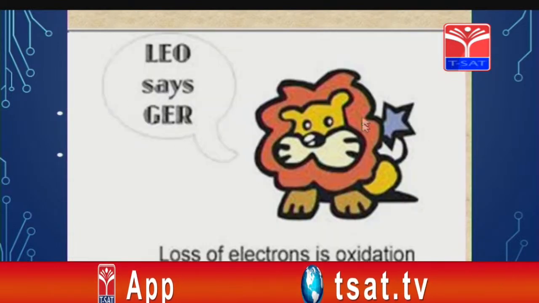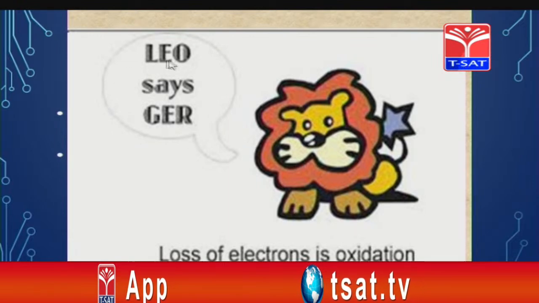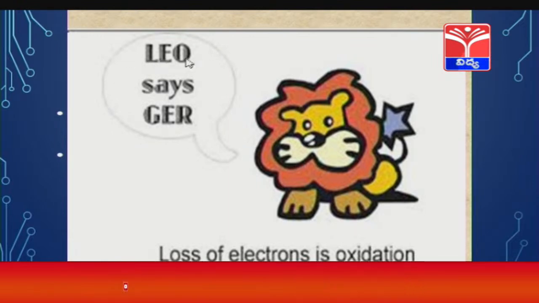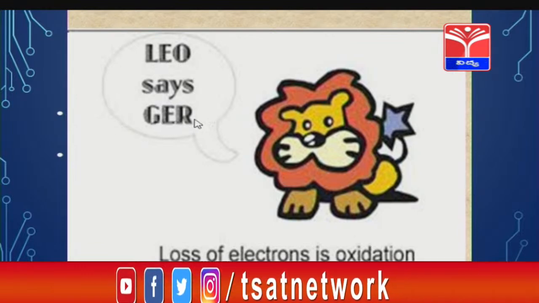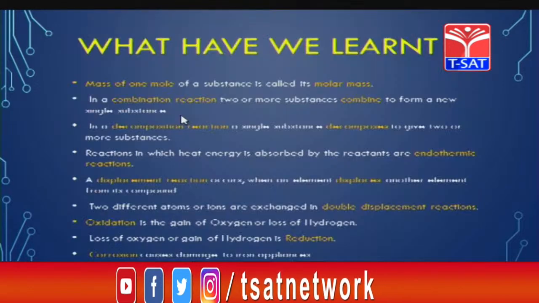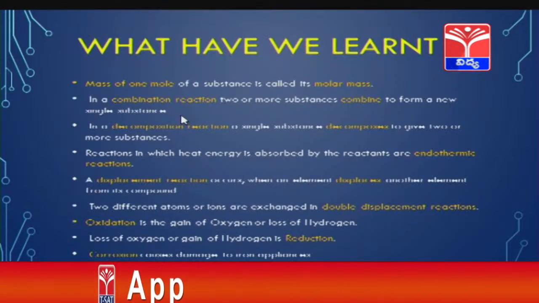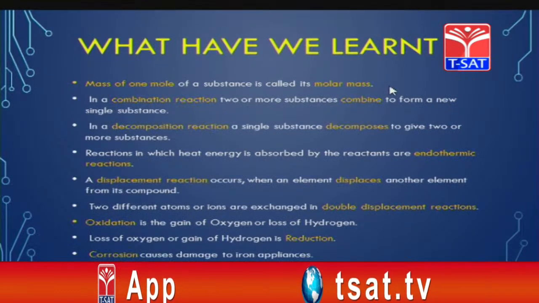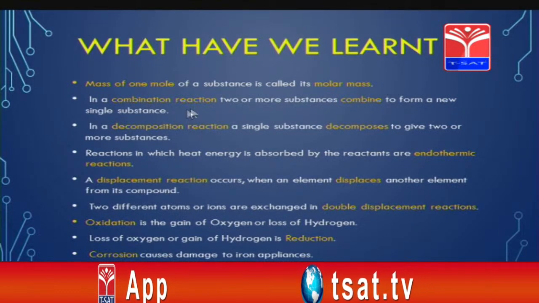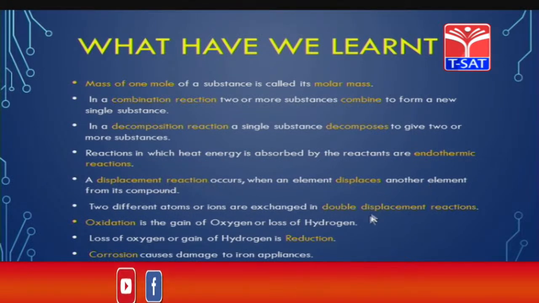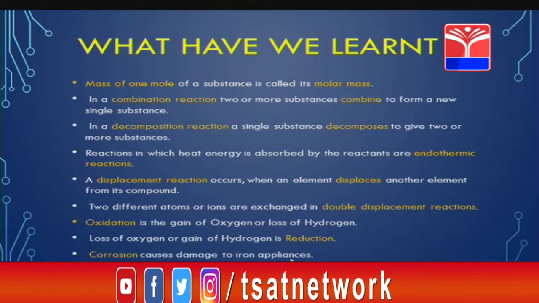LEO says GER. LEO means what, children? Lion. L-E-O. Loss of electrons is oxidation. GER, G-E-R. Gain of electrons is reduction. So, what we have learned, children? We have studied about different types of reactions. We have studied about molar mass. We have studied about combination reactions, decomposition reactions, endothermic reactions, displacement reactions and double displacement reactions. We have also studied about oxidation and reduction.